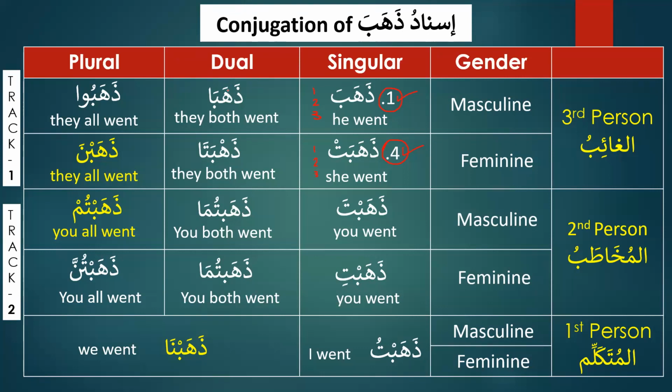We haven't learned about the dual, but we have learned about the plural. So ذهب, he went, and ذهبوا, they went. And similarly, ذهبت, she went, and ذهبنا, they all went. So our focus today will be on this part of the verb.